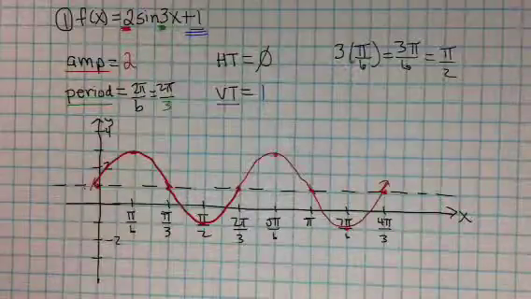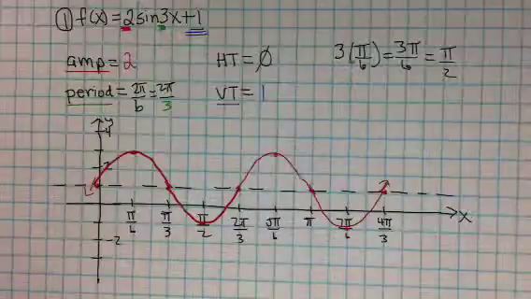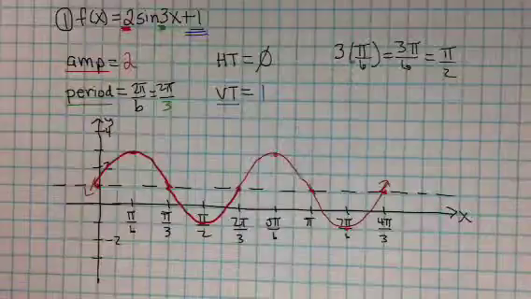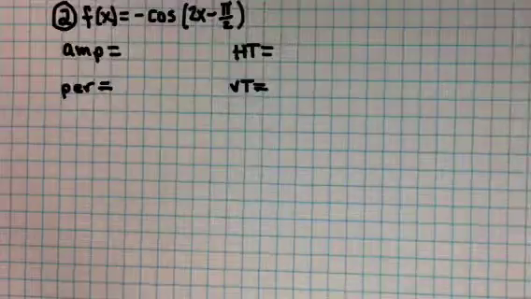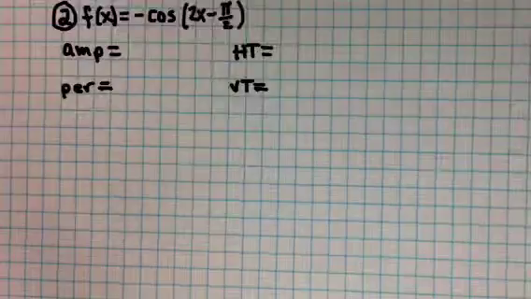So there you have it. I know with the stylus it's a little hard to retrace your steps, but there it is. 2 periods of this equation. Alright, number 2. Again, we got to identify the parameters first.